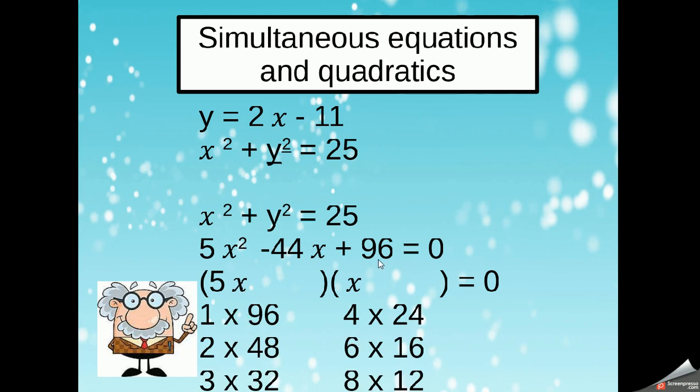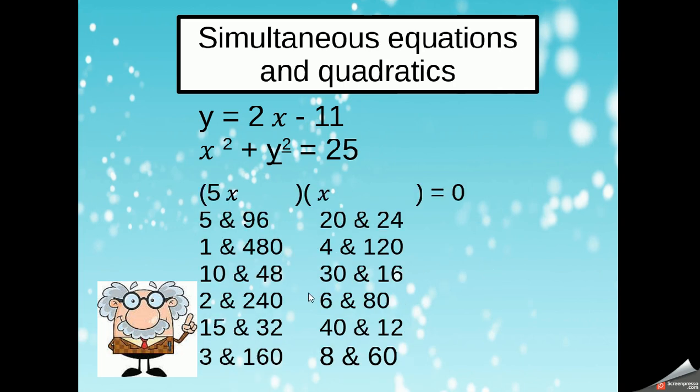Next, I've got to look at which numbers multiply to give you 96, just like we do when we're factorizing quadratics. So we've got 1 times 96, 2 times 48, 3 times 32, 4 times 24, 6 times 16, and 8 times 12 all give you 96. It helps sometimes to write the numbers out so you remember which ones you're working with.